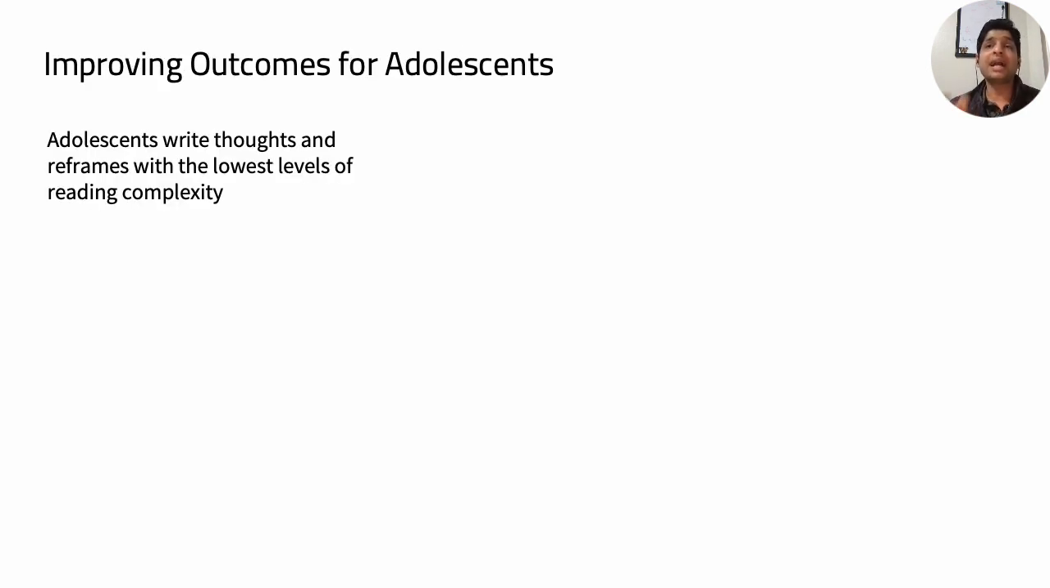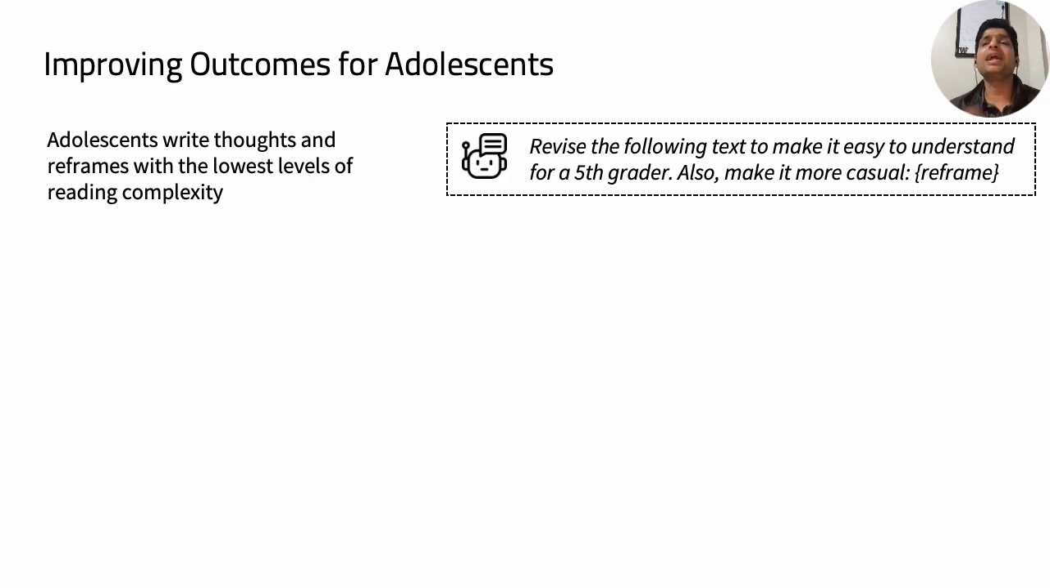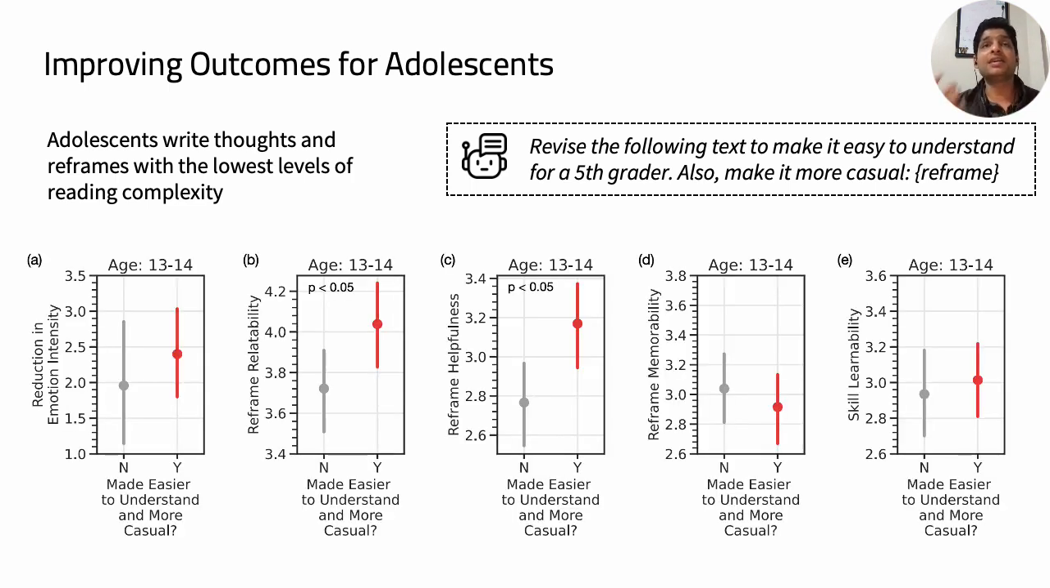And we do that by adapting our reframe generations to adolescents. In our analysis, we observed that adolescents write thoughts and reframes with the lowest levels of reading complexity. So we try and make the reframe easier to understand and more casual for such a population using a simple GPT-4 based prompt. It turns out that it does work, with significantly better results on reframe relatability and reframe helpfulness as well.